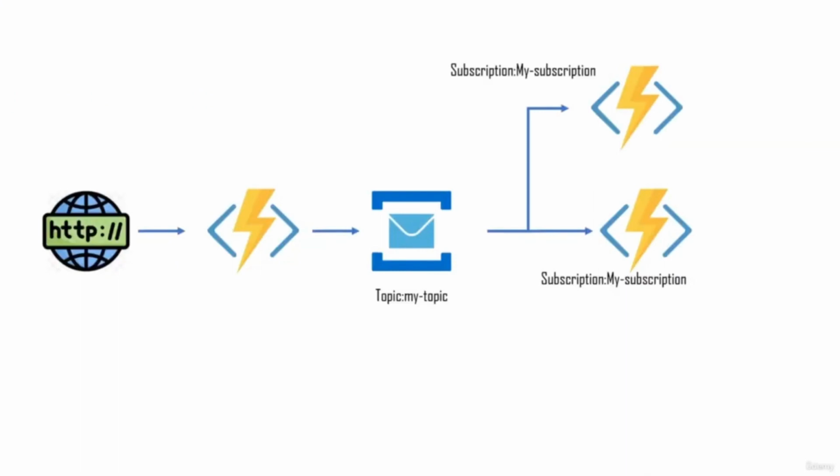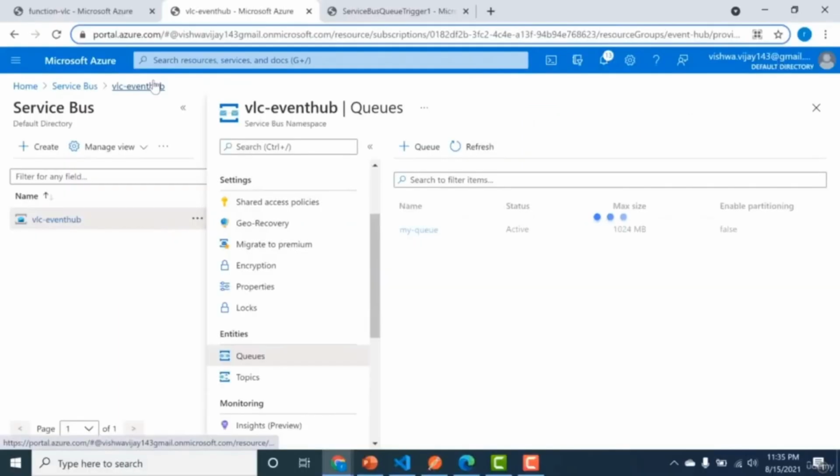So how this particular architecture works is that you send a message to a topic, and any particular application or subscriber who is subscribed to that particular topic will receive that particular message. So here in this particular example, I've created an HTTP trigger that will send a message to a particular topic, and whichever application or whichever Azure function that is subscribed to that particular topic will receive that particular message from the topic. So let us create this particular architecture.